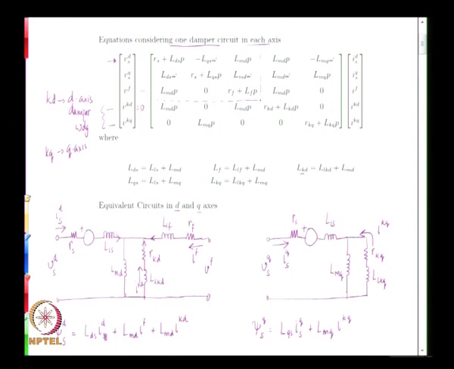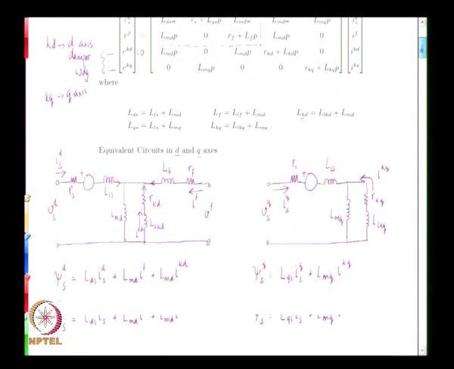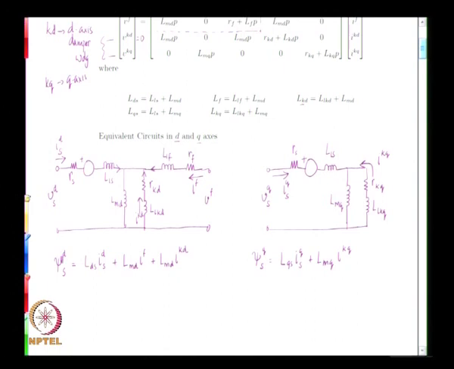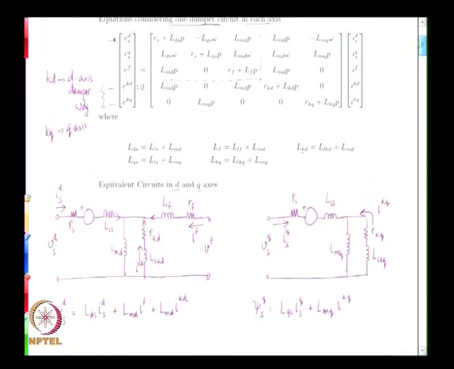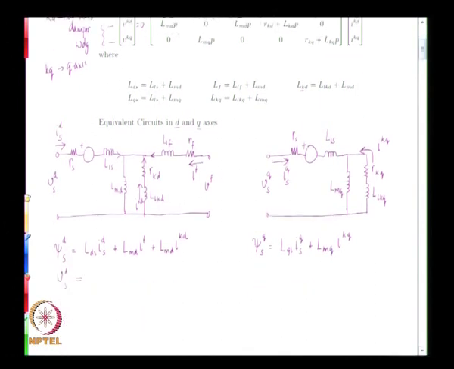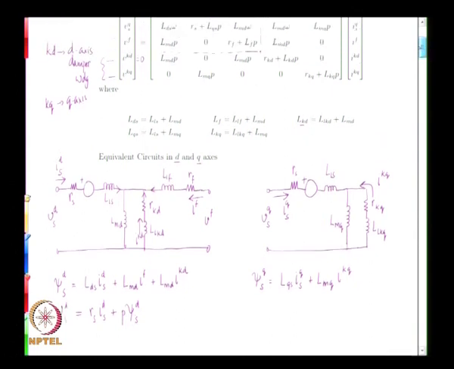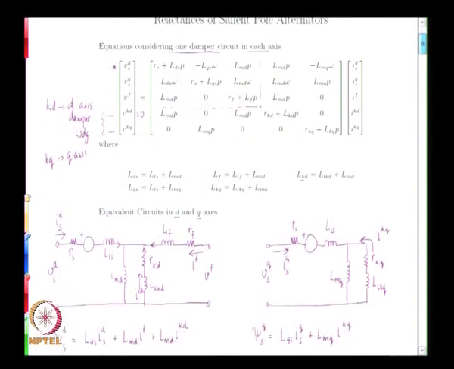P of LDS IDS, P LMD IF, LMD IKD, all that would then simply mean that it is P times psi ds, and therefore, this expression VDS can be written as RS into IDS plus P times psi ds, right, and then you have the speed EMF terms which are here.